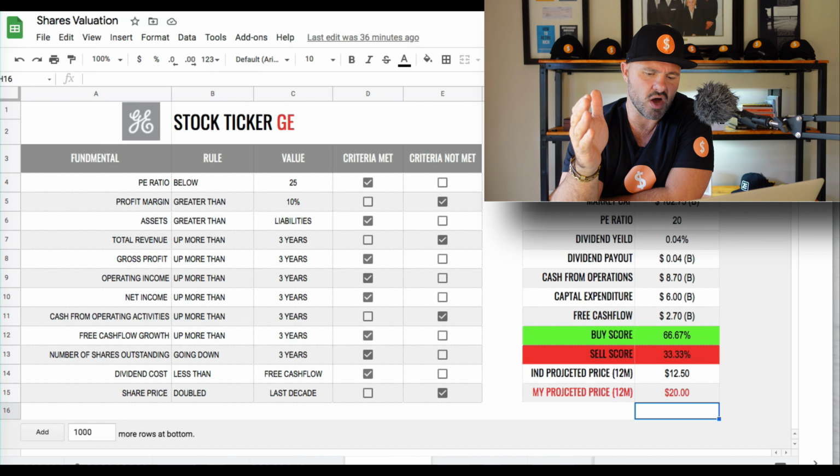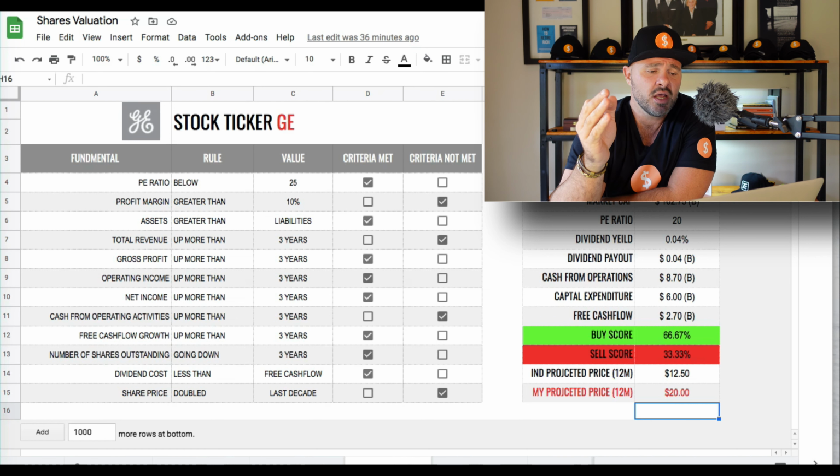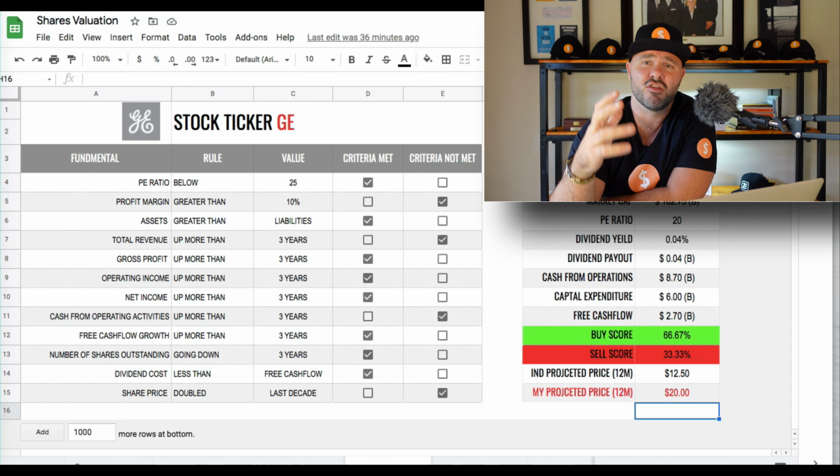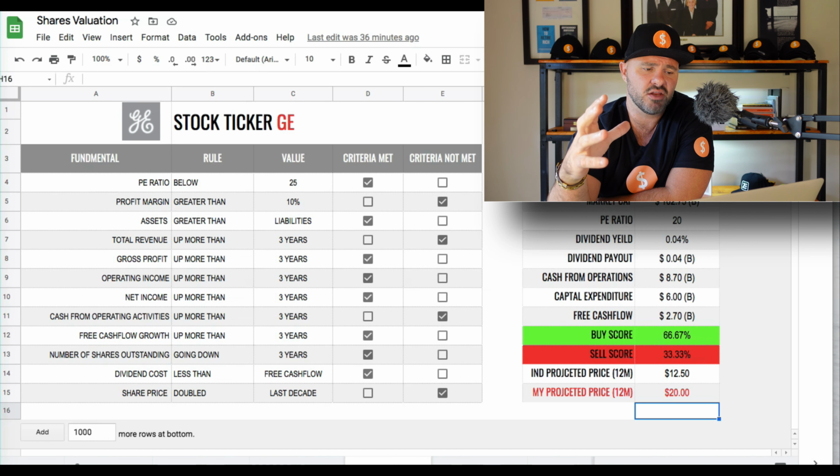On my buy score, I've got 66%. I've got a sell score of 33%. So for me, this is definitely a proposition. In fact, this is one of those stocks where you actually can go ahead and speculate on the stock, and the worst that's going to happen is your money's going to stay the same. There isn't really a huge potential to lose money on the stock. The likelihood of this falling much lower is very, very slim.